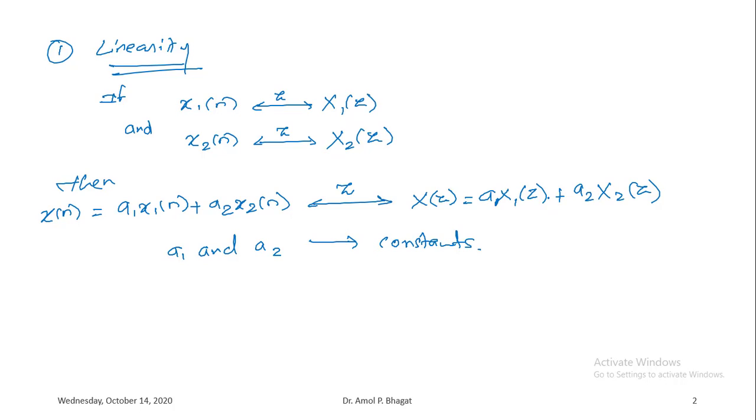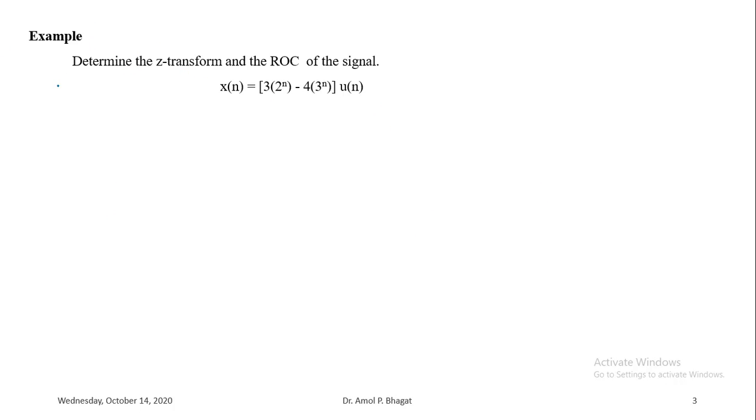So let's try to solve one example by using this linearity property. We can use all these properties of the Z transform to identify the Z transform of given signals. Here is one example where we have to determine the Z transform and the ROC of the signal. The signal is given as x of n equals 3 into 2 raised to the power n minus 4 into 3 raised to the power n, into u of n.